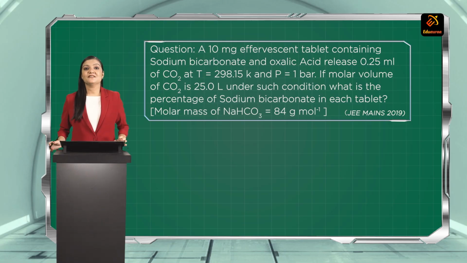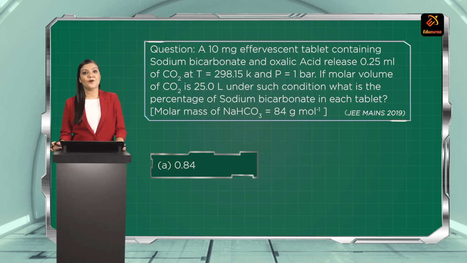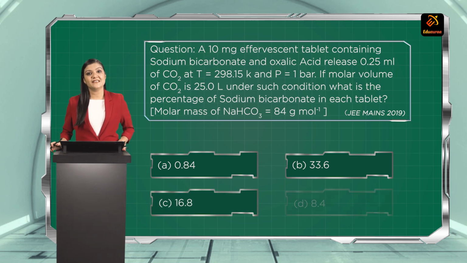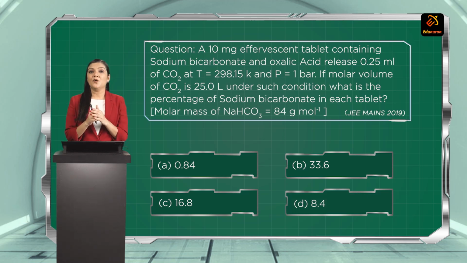Given information is molar mass of sodium bicarbonate is 84 gram per mole and the options given are option A 0.84, option B 33.6, option C 16.8 and option D 8.4. Now over here we have to find out the amount of sodium bicarbonate, that is NaHCO3, in given tablet.